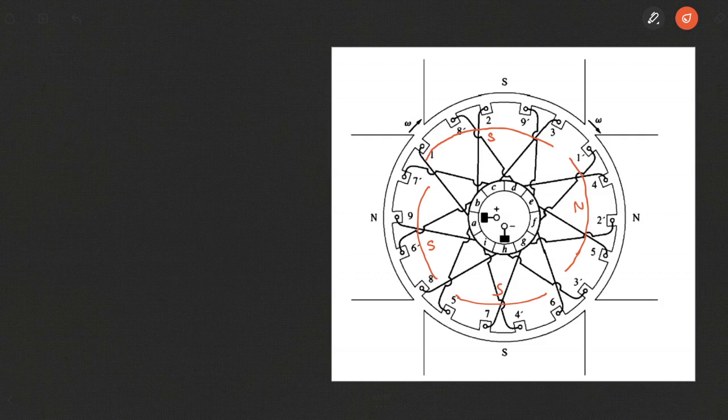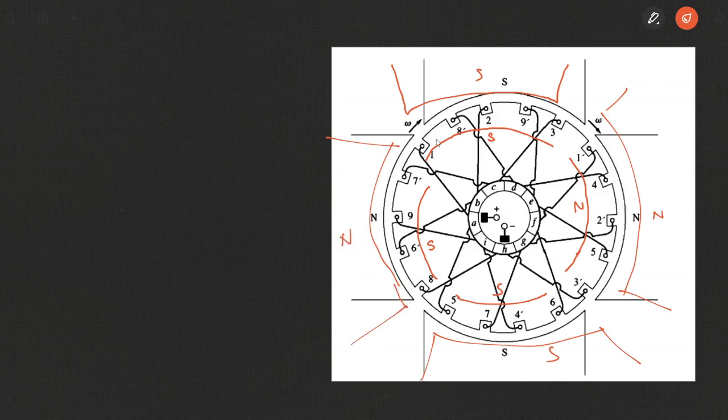To make things easier, let's continue with this example. Since this armature is rotating, the slots can be anywhere at any given time. I'm assuming my south pole is here right now for this particular case. My north is influencing these slots, my south is influencing these slots, and the north is influencing these slots. Fine.